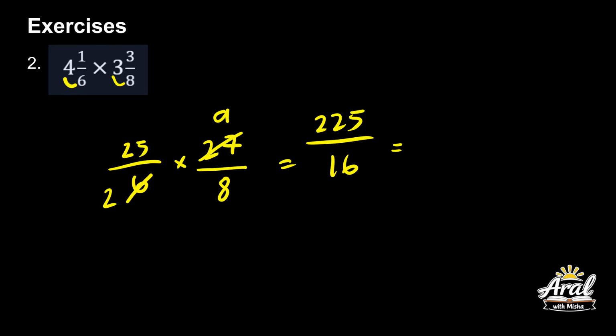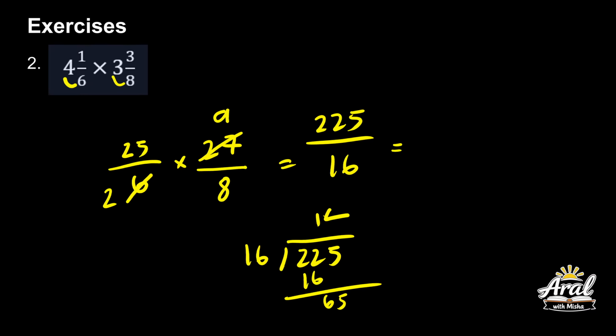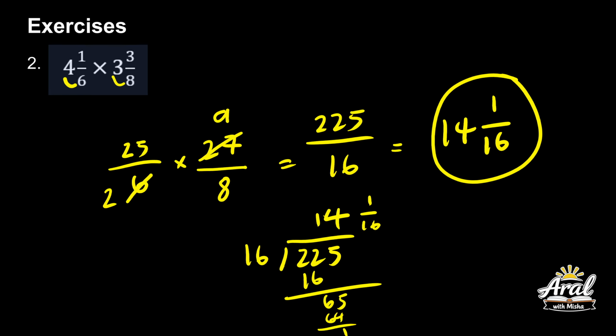So, improper fraction siya. So, we gotta do division. 225 divided by 16. 1, 16. So, 6, 65. Okay, 65. Anong kailangan mo? Multiply times 4 ka dito. So, 16 times 4, that's 64. So, remainder ng 1. 14 and 1 over 16. So, ang sagot dyan is 14 and 1 over 16. Alright?